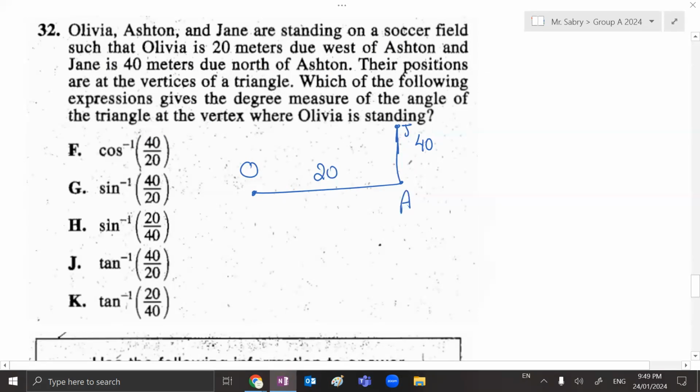Now, which of the following expressions gives the degree measure of the angle of the triangle at the vertex where Olivia is standing? So we're looking for this angle right here where Olivia is standing. So this is the missing angle.